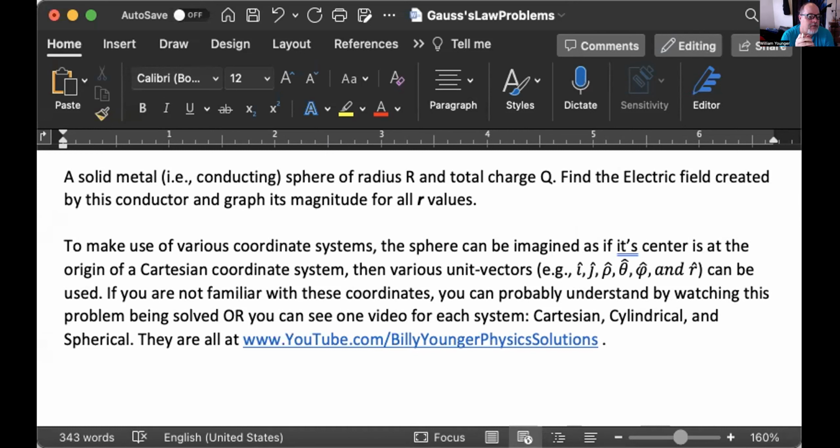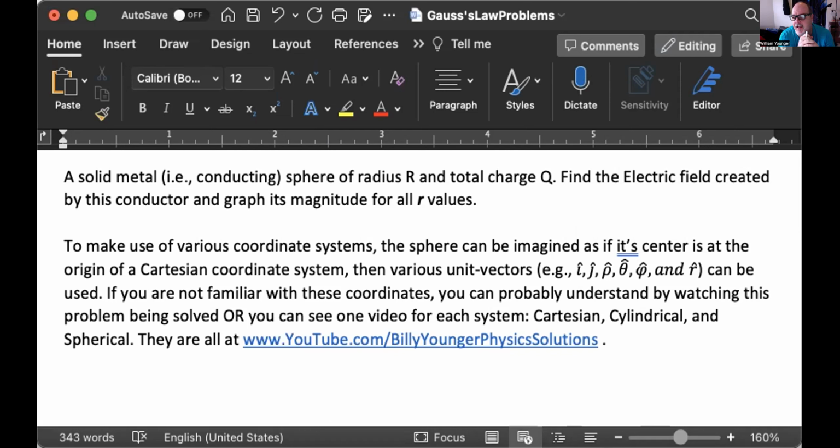Now, to make use of various coordinate systems, a sphere can be imagined as if its center is at the origin of a Cartesian coordinate system. Then various unit vectors: the i hat and the j hat, which are unit vectors pointing in the x direction and the y direction, respectively. The rho hat is like the little r in polar coordinates, where you just had an x and y plane, and you could also represent it as r and theta. I'm using rho to represent that r because in spherical coordinates, the r actually has a k component as well. So that's what I mean by rho hat.